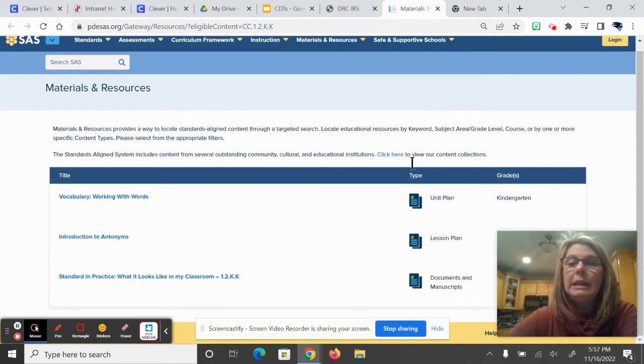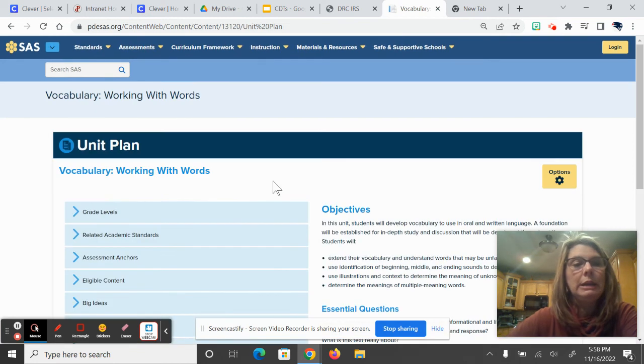It gives you some ideas, some vocabulary, working with words, an introduction to antonyms, standards and practice, what it looks like in the classrooms. And there are different items attached to it. Now, because of where he fell with this standard, he is on a kindergarten level. So there is a unit plan linked right here with working with words, and hopefully my screen won't take too long.